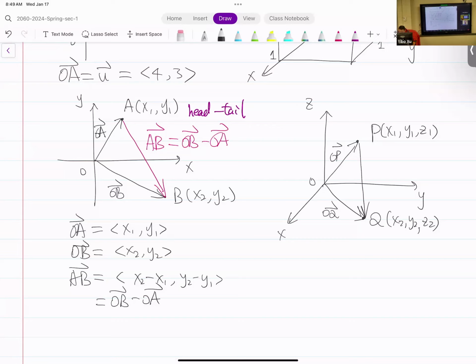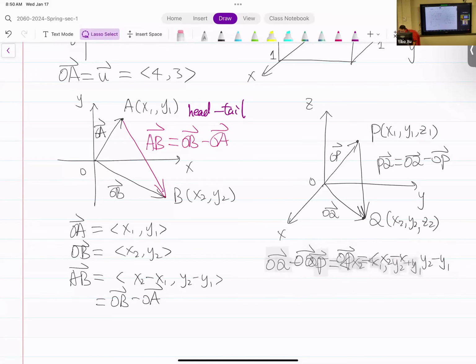And then PQ is this vector. We know that PQ is OQ minus OP. It's the same idea, head minus tail. So OQ minus OP is exactly x2 minus x1 in the x coordinate, and then y2 minus y1, z2 minus z1.